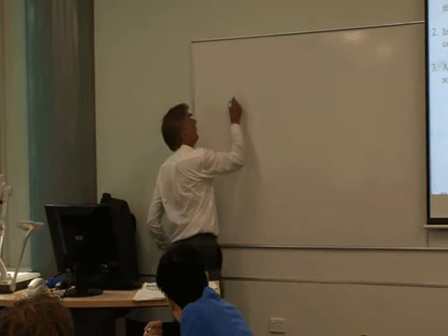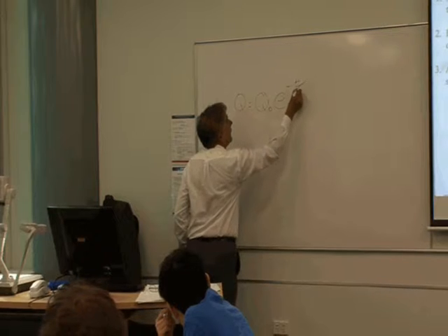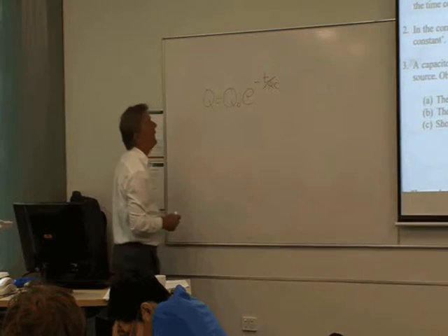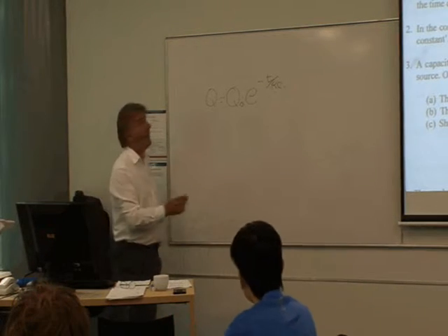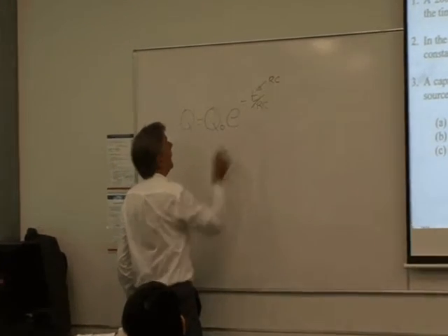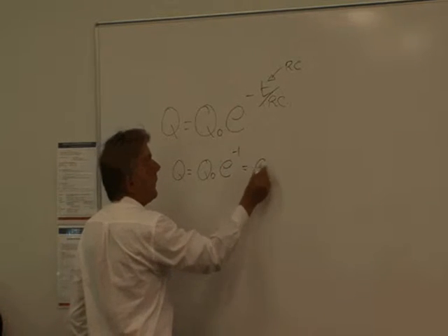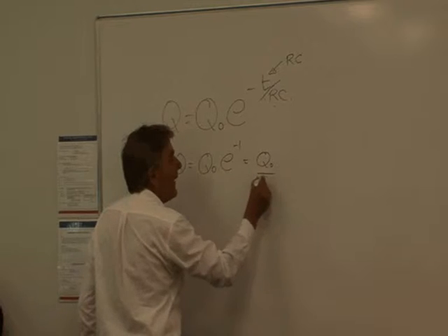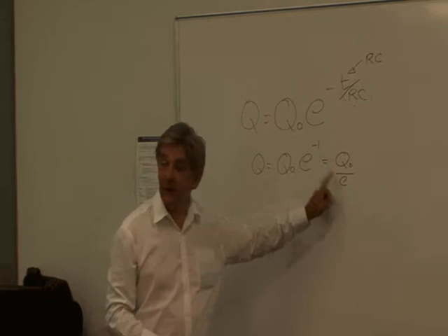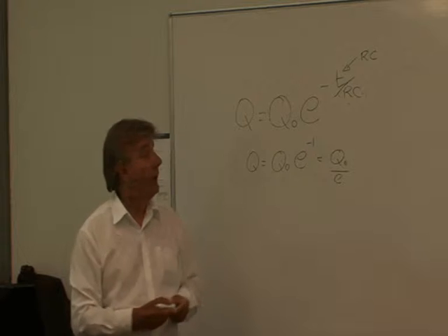Q equals Q naught. You should know this formula. Q equals Q naught e to the minus t over RC. Here's the time constant coming in here. Now we've said the time constant is RC. So if we put RC in for t, then this power is 1. So we get Q equals Q naught e to the minus 1, or Q naught divided by e. So it's the time not to fall by a half, but to fall by a factor of e, which is around 0.37 of its full value.